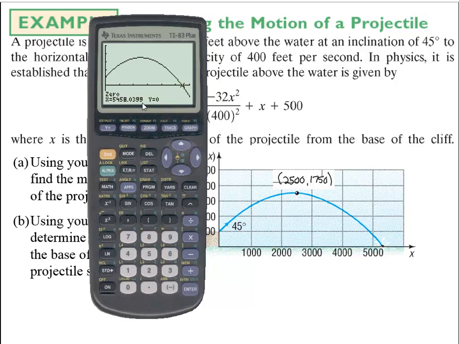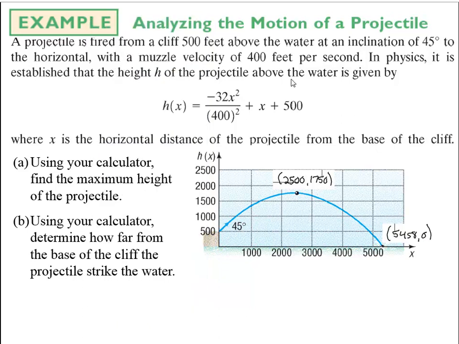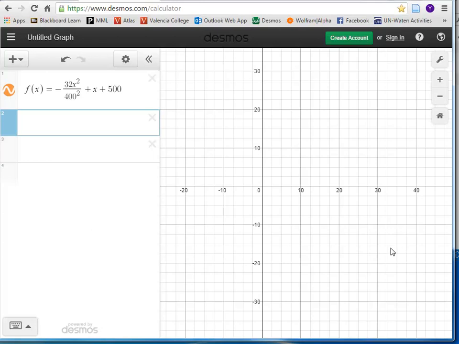So this is an approximation. If I round to the nearest whole number, I got 5,458 to the nearest whole number for that x-intercept. All right, so there's my x-intercept. So how far from the base of the cliff will the projectile strike the water? It'll be 5,458 feet from the cliff that it strikes the water.